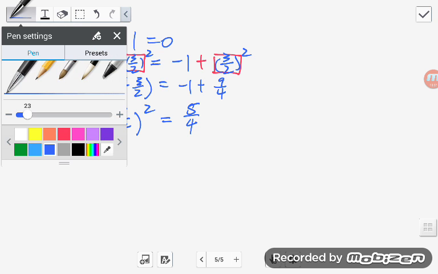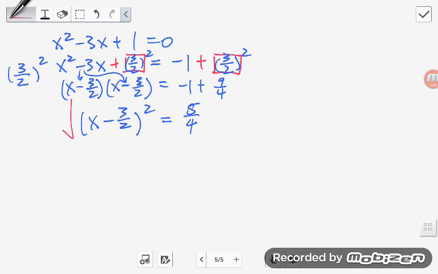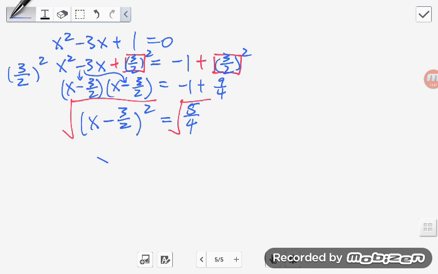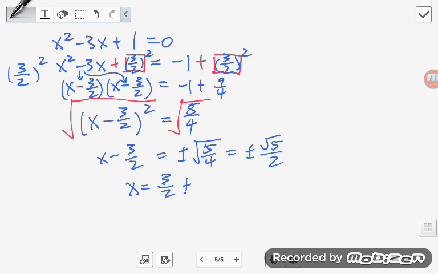And then I'm just going to use the square root to help me cancel out the squared. So square root, and I will have x minus 3 over 2 is equal to plus minus root 5 over 4, which is equal to plus minus root 5 over 2. Moving this negative 3 over 2 to the other side, I will get x equals 3 over 2 plus minus root 5 over 2. And you can leave your answer like that.